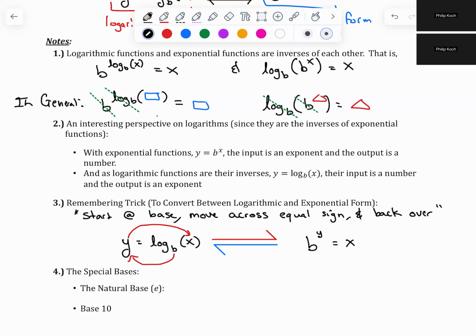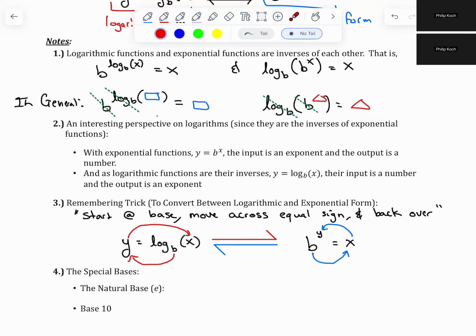So once we've drawn it, I'm going to reiterate it so you can see how I drew it. And the same is true, the great thing is this works backwards and forwards. You start with the base, work your way across the equal sign, and then back over. So going backwards, log base b of x is equal to y. Start with the base because that's the foundation, right? Logarithmic functions and exponential functions, at their core, are defined by their b value, by their base. So that's a good memory thing.